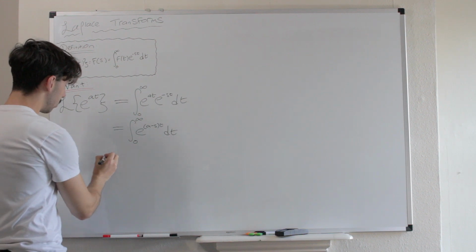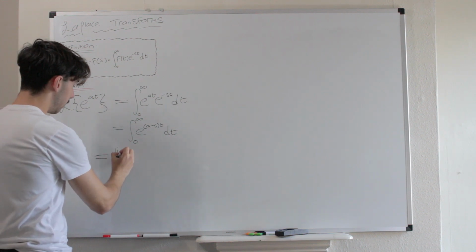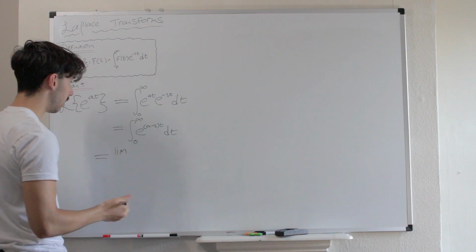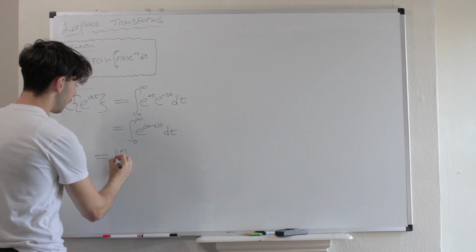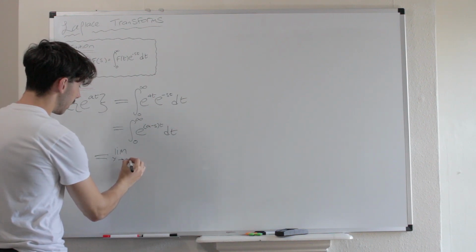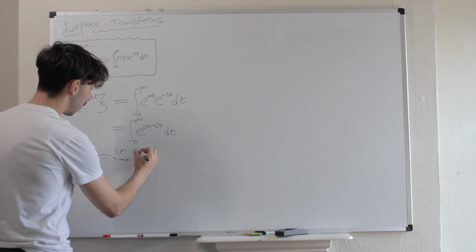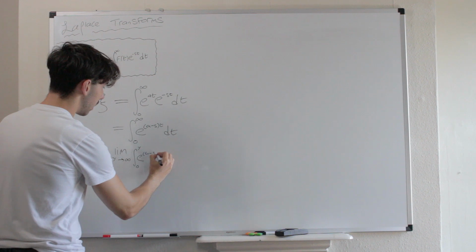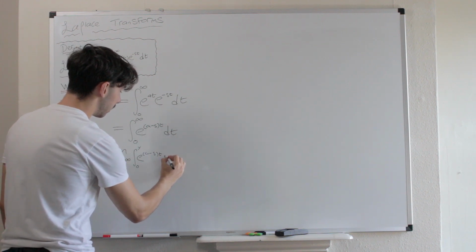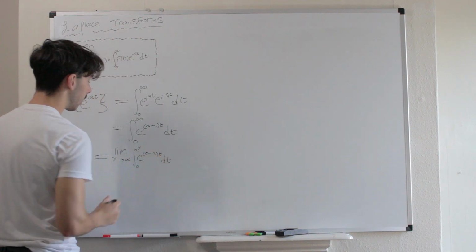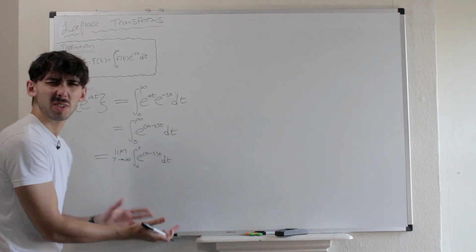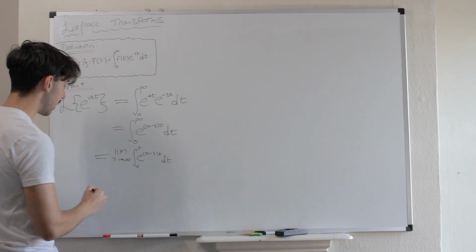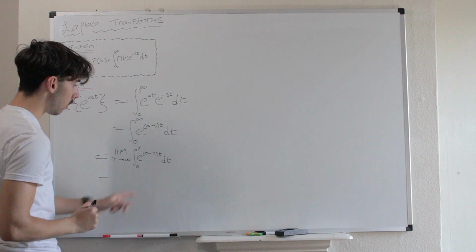So let's say this is equal to the limit, and I'm just going to make up a letter. Why don't we say y, as y goes to infinity, of the integral from 0 to y of e to the (a minus s) t dt. Like that. So I'm just adding that in so we can do it formally. Lovely. Okay. Now, how are we going to compute this?